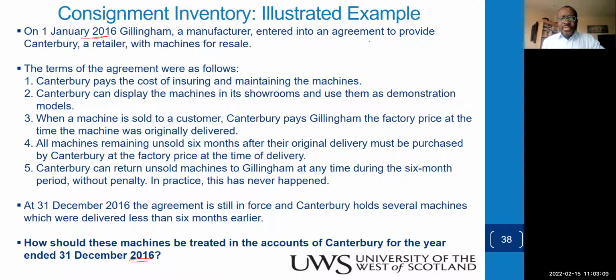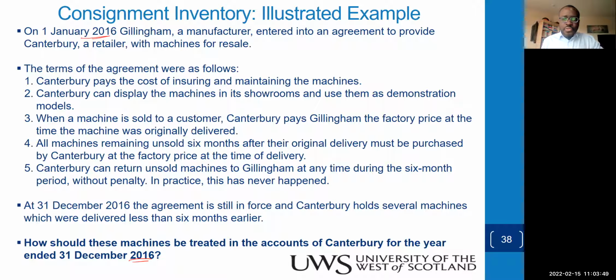So the manufacturer entered into an agreement to provide Canterbury, a retailer, with machines for sale. The terms are as follows. Canterbury, the customer, will pay the cost of insurance and maintaining the machines. It makes sense when I sell my car to you. If I'm a car dealer and I sell a car to you, you don't expect me to be maintaining and insuring the car. I think it's yours to do, okay, to keep. Canterbury can display the machines in his showrooms and use them as demonstration models. Oh, okay. So I even go to the manufacturer, buy the cars, I keep it in my showroom. I can demonstrate it, come and look at it, and then you buy, okay.